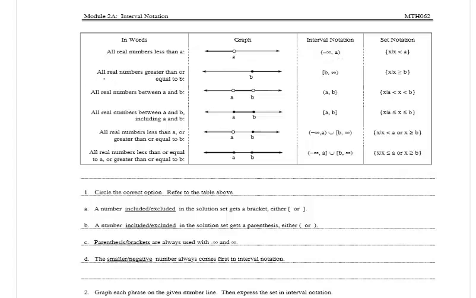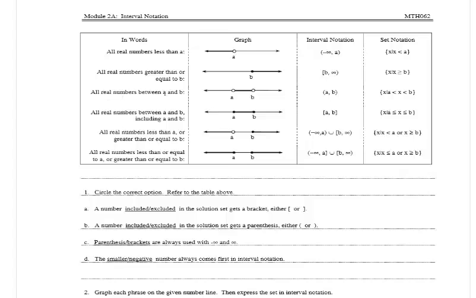In the next one, we have all real numbers greater than or equal to b. So now we're including b, so we get a solid dot, and then we shade greater than. And if you look at the interval notation, we have a bracket here for b, and then to infinity, so it gets the parentheses again.